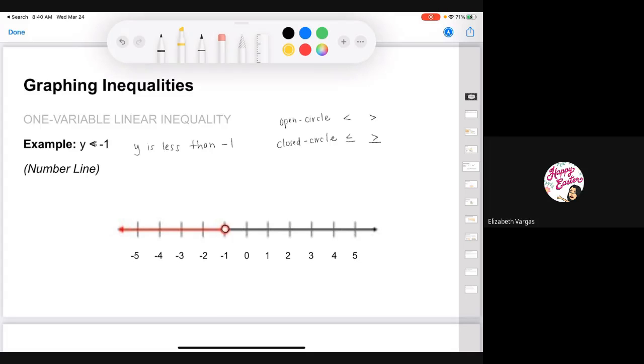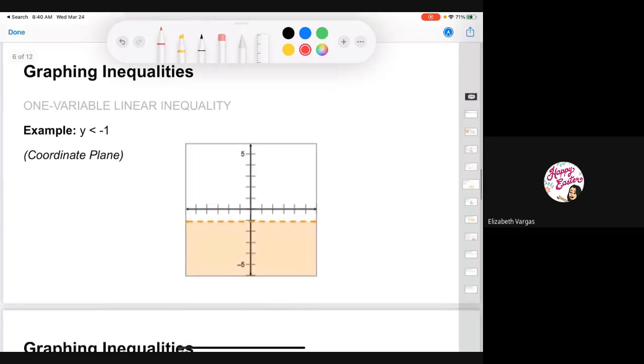But here, because I have a symbol that looks like this, I know to use an open circle. And then I draw my number line to include all those values which are less than -1. And so all these values here are less than -1. So that's how I would create this number line.